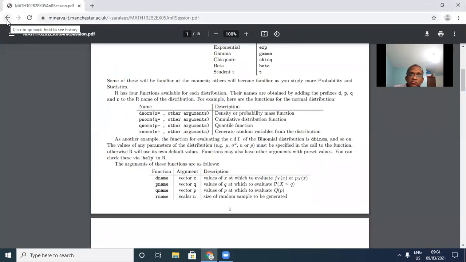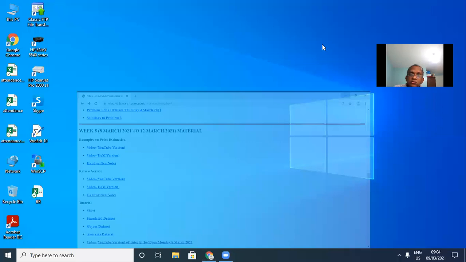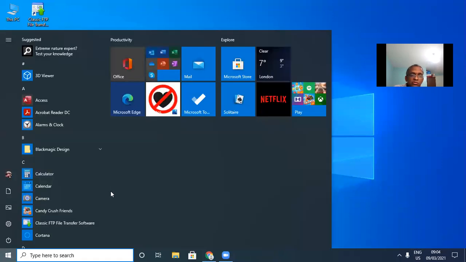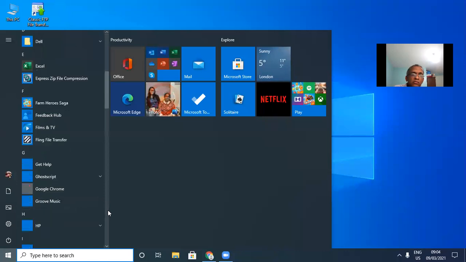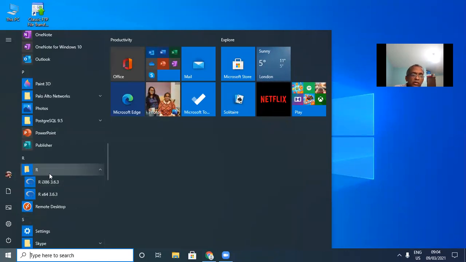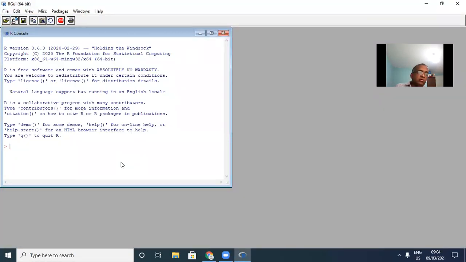Next page, that's where we start to use some commands. All right, so the first thing I'm going to do is I'm going to open R. I'm sure you guys know how to open R. So you go into Start menu, you go down this, and then you click here and choose the 64 version. So this is what you will get. All right.